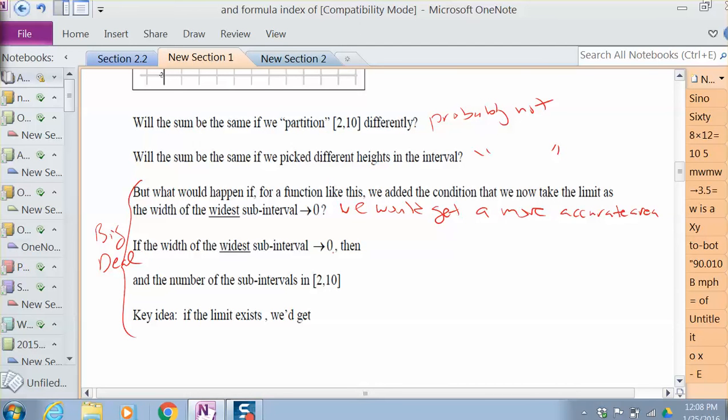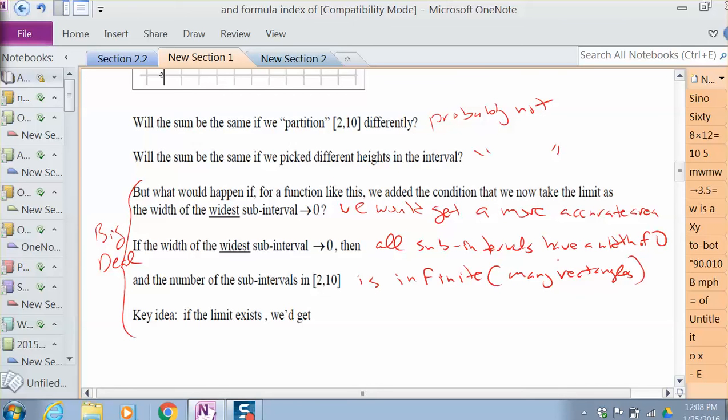So say the width of the y subinterval was 0, then all subintervals have a width of 0, right? So if your y subinterval is approaching 0, then all of them are approaching 0, right? And so the number of subintervals from 2 to 10 will be infinite. There'll be many rectangles, right? So the key idea is the limit exists, if we could take the limit as the width of the y subinterval is approaching 0.